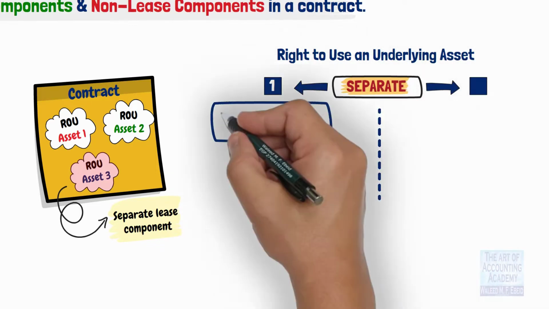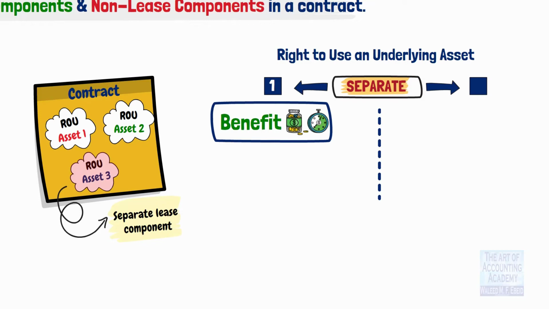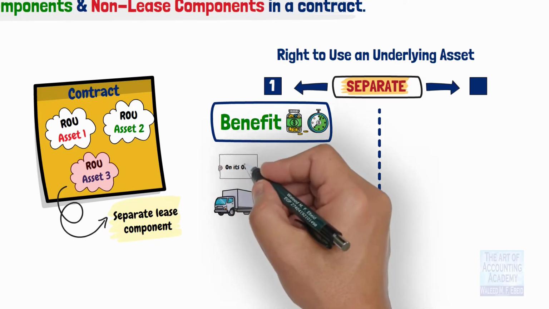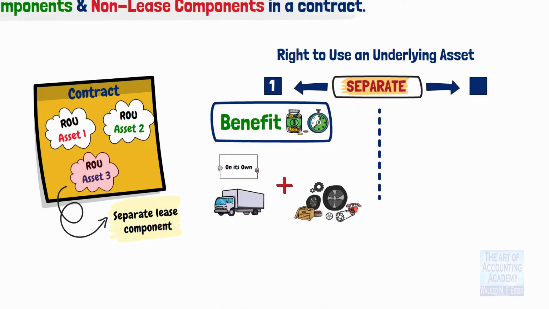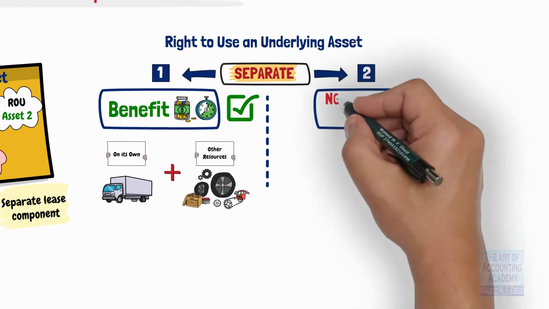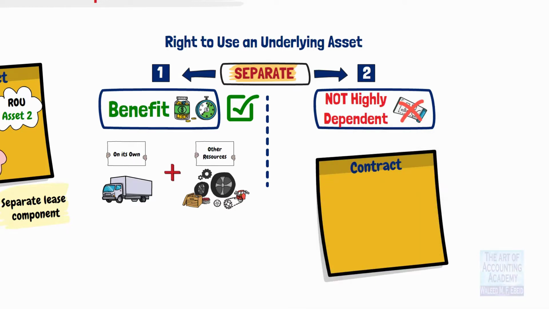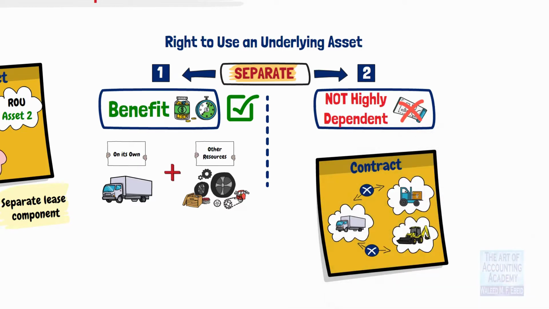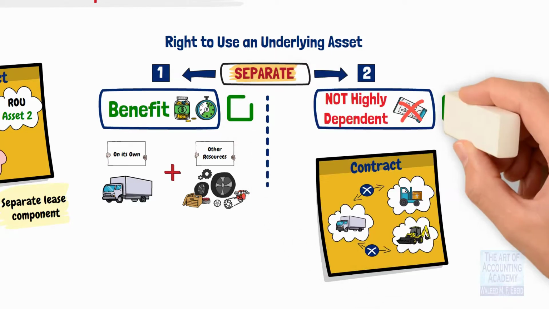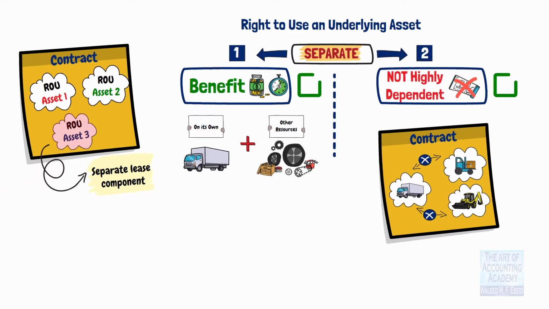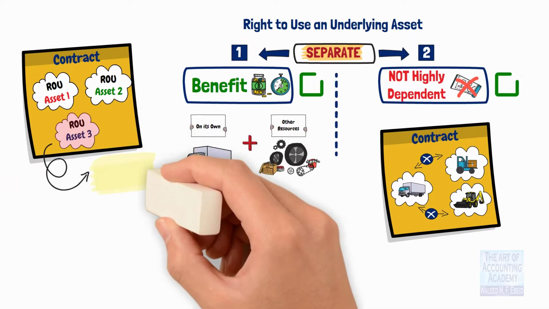First, the lessee can benefit from the use of the underlying asset, either on its own, or together with other resources that are readily available to the lessee. Second, the underlying asset is neither highly dependent on, nor highly interrelated with the other underlying assets in the contract. If one of these two criteria is not met, then the right to use the underlying asset is not a separate lease component.